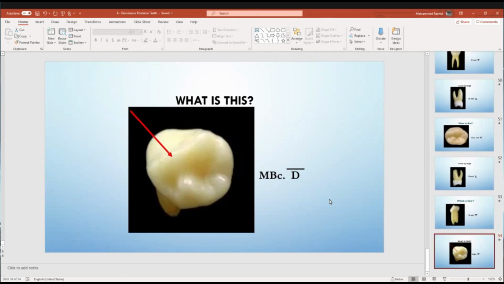If you have any questions, you can ask me, please. Mandibular teeth, the roots are two. Yes, mandibular teeth, the roots are two, of course. Mandibular two roots, maxillary three roots.